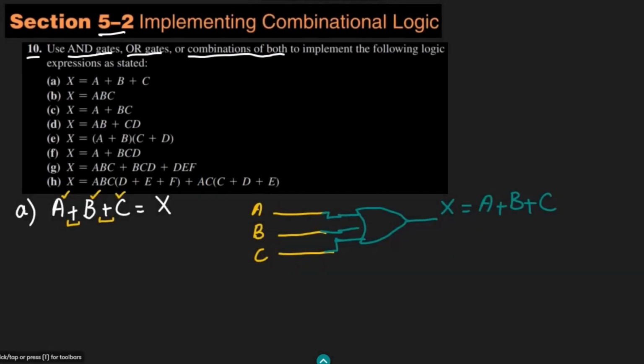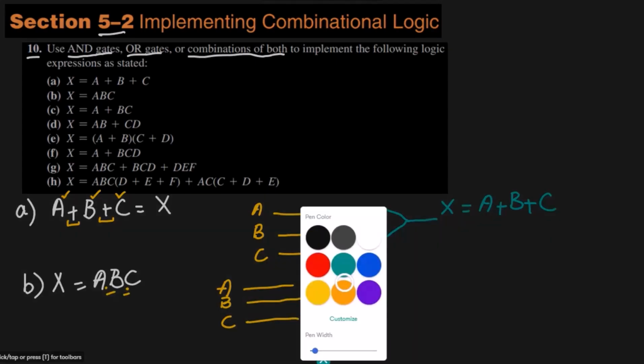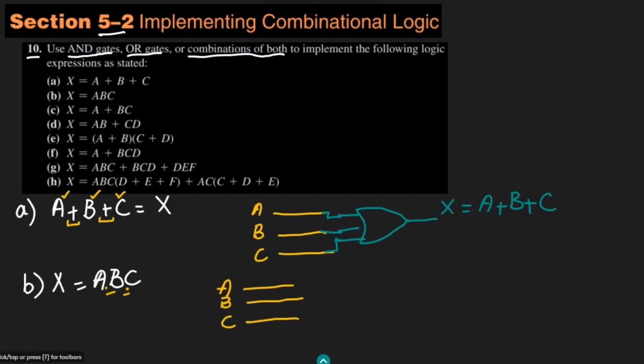Similarly, for part B, let me write part B here, and the output here is A, B, C. Okay, again we have 3 inputs, so let me draw the number of inputs here. So A, B, C, let me label them A, B, C, and the operation which is performed here is this AND operation. Okay, so let me draw this AND circuit with these 3 inputs. So the AND circuit is represented by this sign. As the number of inputs is not restricted to 2, I am drawing the 3 input AND gate.